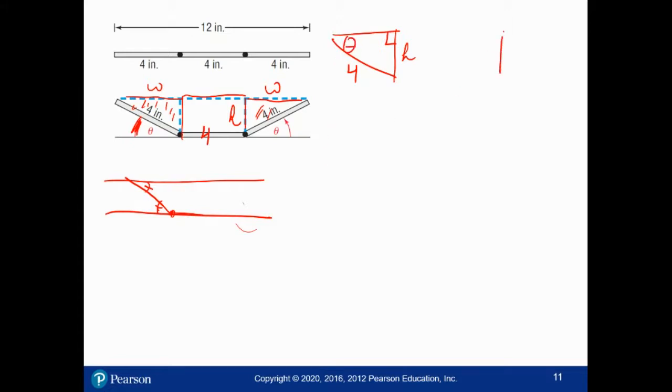And then on the right-hand side, observe we have a right angle, we have a length 4, we have a height of h, and this angle is also theta. So these two triangles, the left and right one, are congruent.